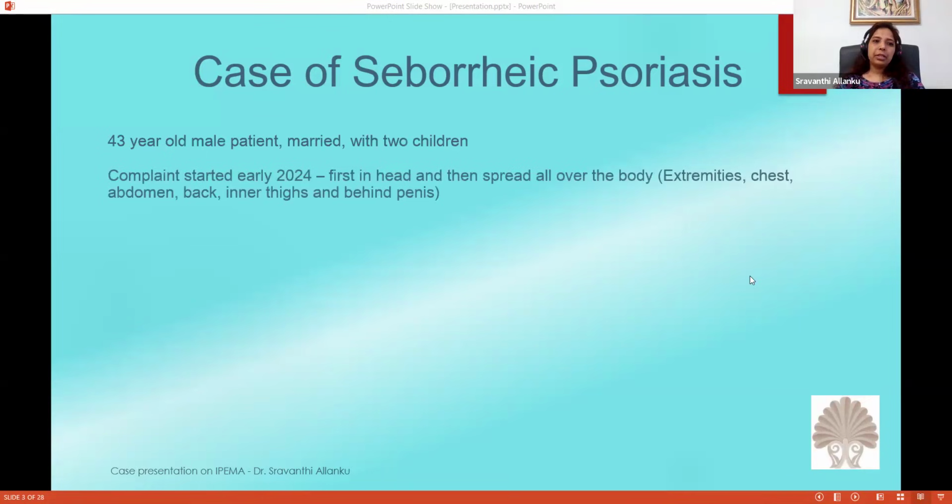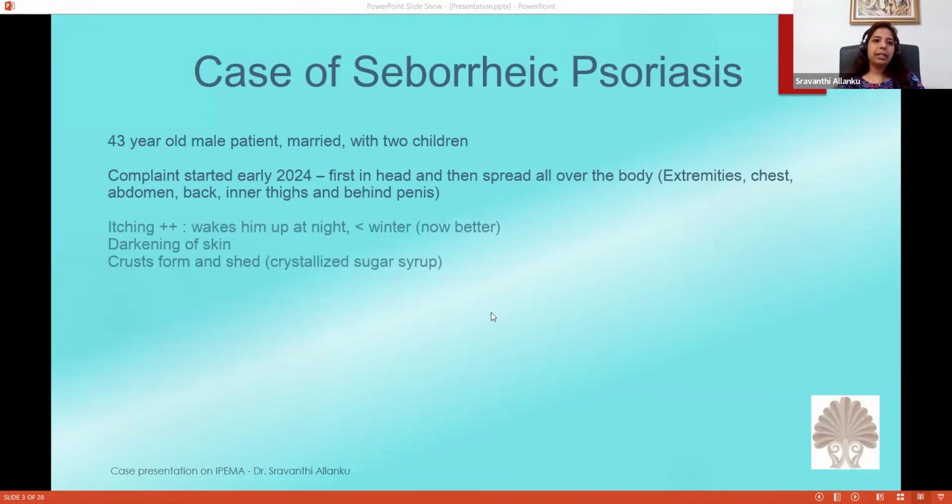This is a case of a 43-year-old male patient. He was married with 2 children. He still is married. The complaint started in early 2024. Then itching was present, and this wakes him up at night. And this is aggravated in winter.